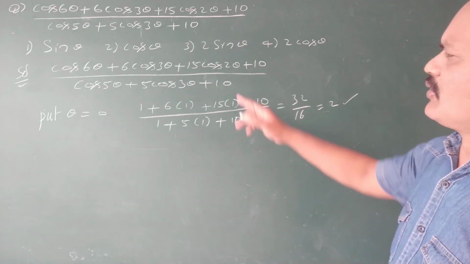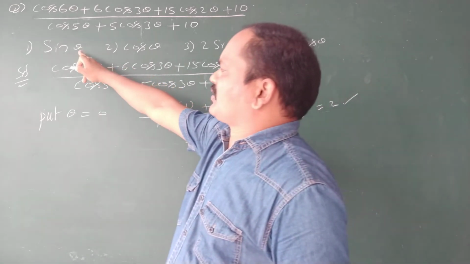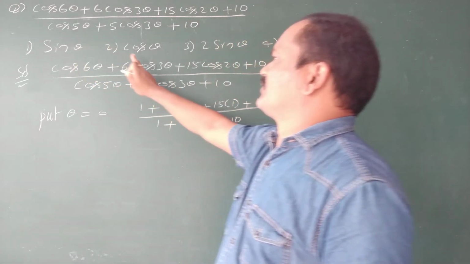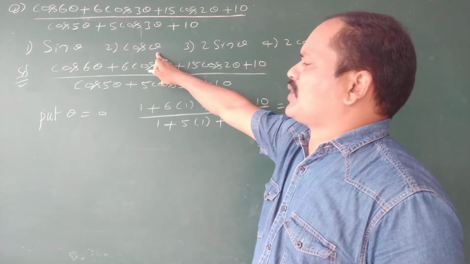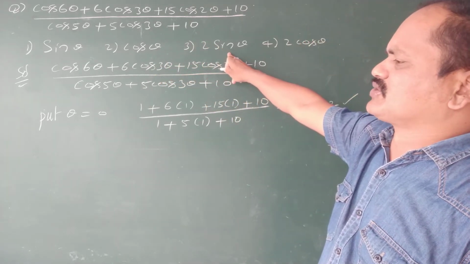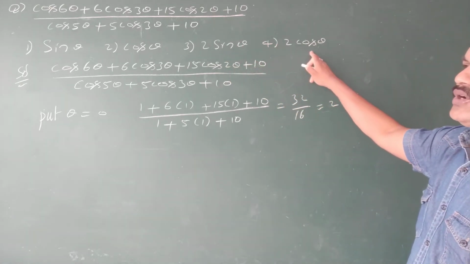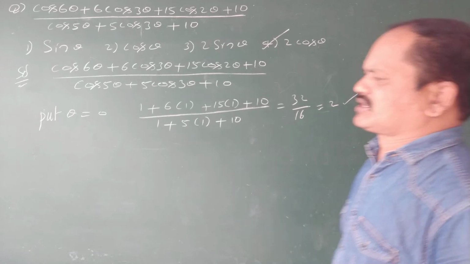Okay, now by option verification, from the first option, in place of theta we substitute 0, sin 0 is 0. Second option cos 0, 1. Third option sin 0, 0, that's why 2 into 0, 0. And fourth option 2 times cos 0, 1, 2 into 1, 2. That's why the fourth option is correct.